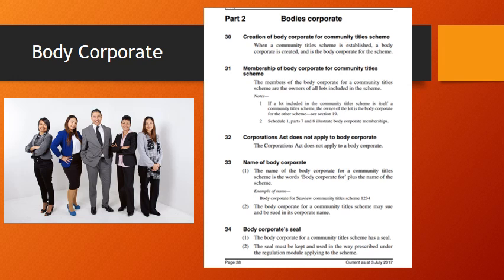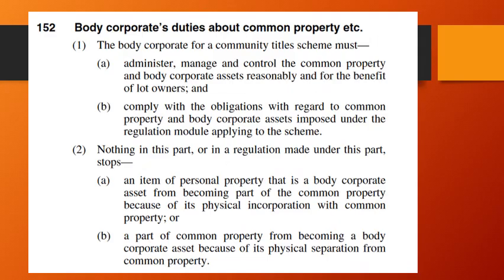That body corporate then has responsibility for looking after the common property. They deal with the lot owners over any disputes, and generally they look after the financial issues, insurance, and things like that for the scheme. So here in section 152 of the BCCM Act, it's the responsibility of the body corporate to administer and control the common property of the scheme, and to ensure that the lot owners basically comply with bylaws as well. Although that's not included in 152, that's their other main task.